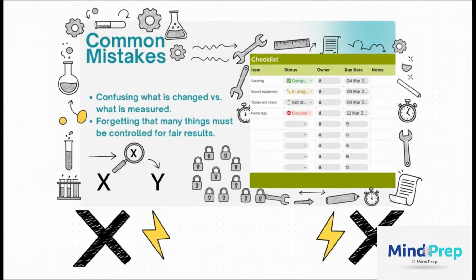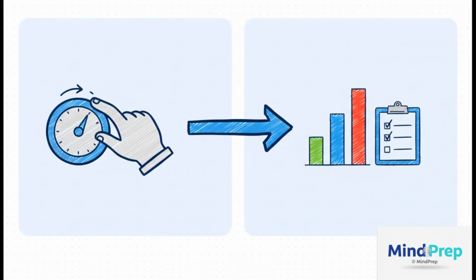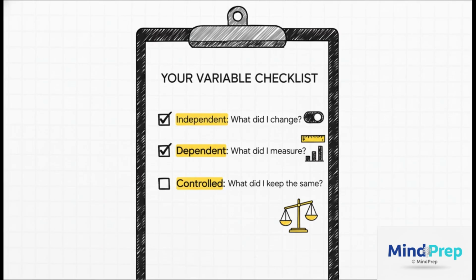So now that you have this awesome formula in your back pocket, let's just make sure it really sticks by looking at the most common ways people get tripped up. If you can avoid these, you are golden. The number one mix-up, by far, is confusing what you change with what you measure. Just always remember, the change is the cause, that's independent. The measurement is the effect. That's dependent. The cause has to come before the effect. Simple as that.